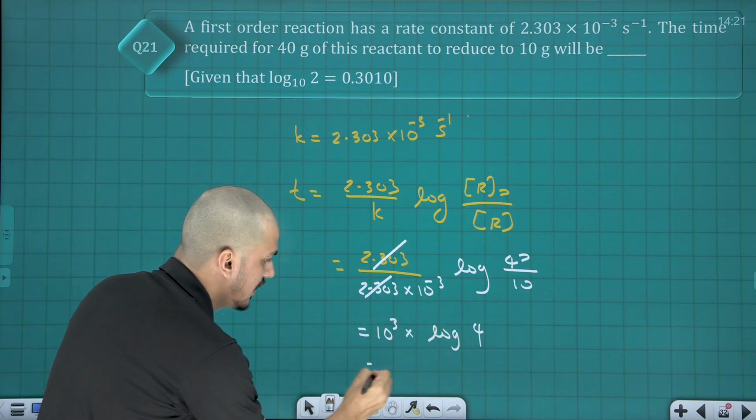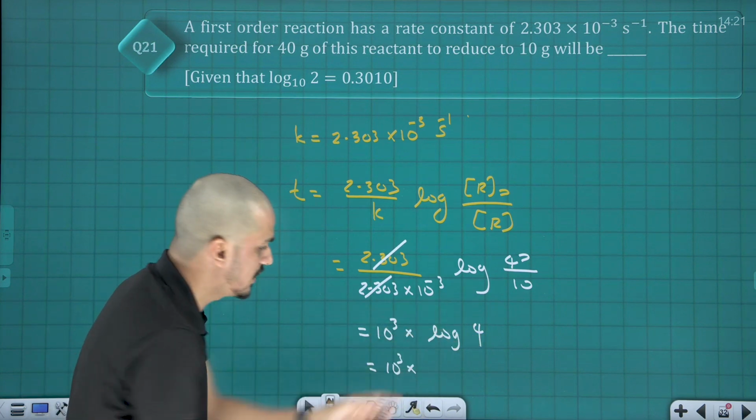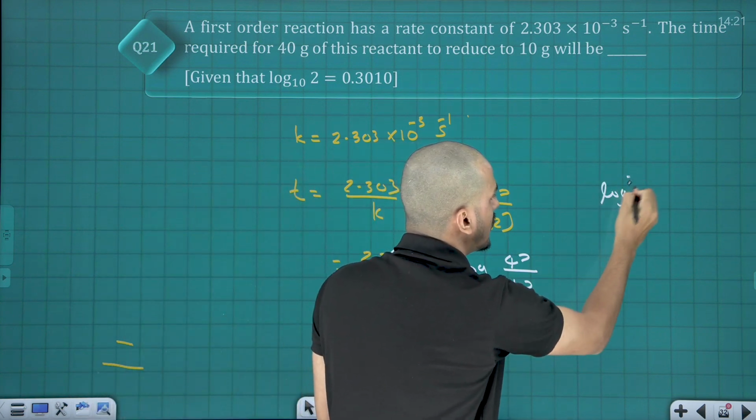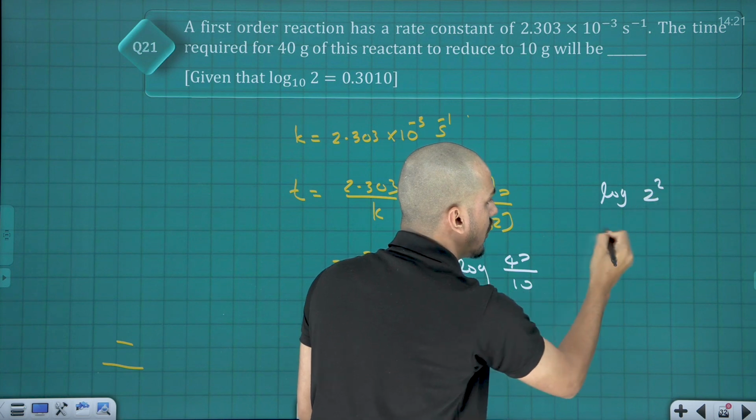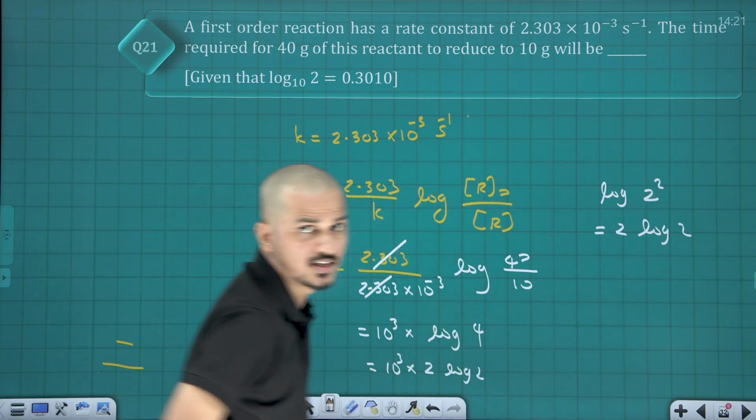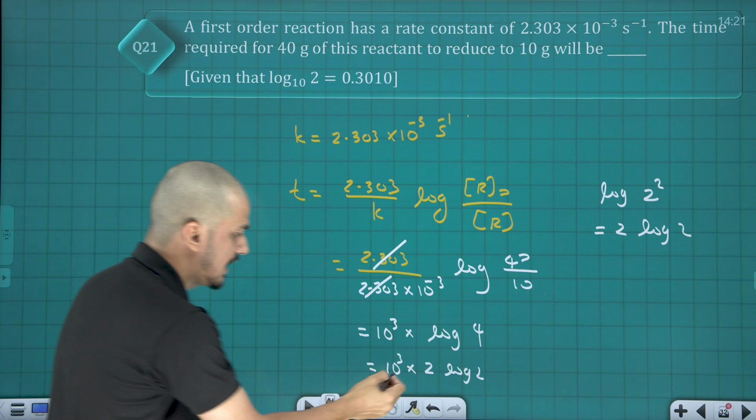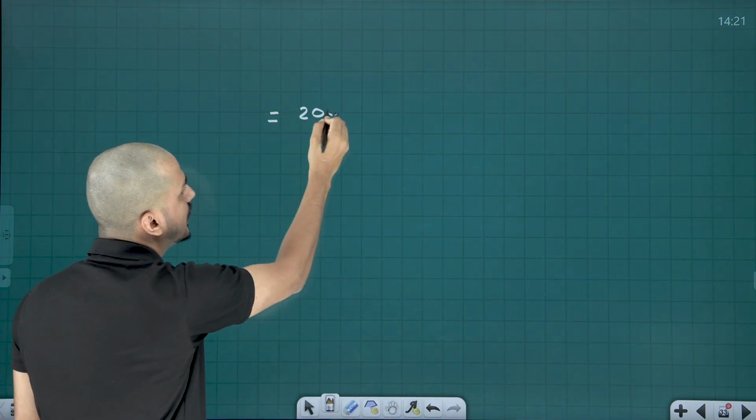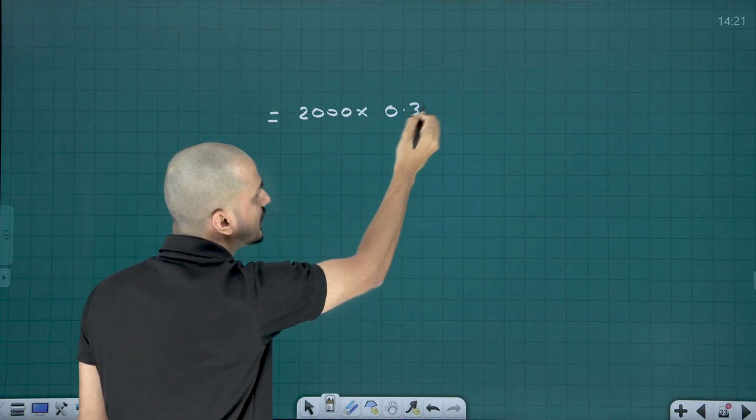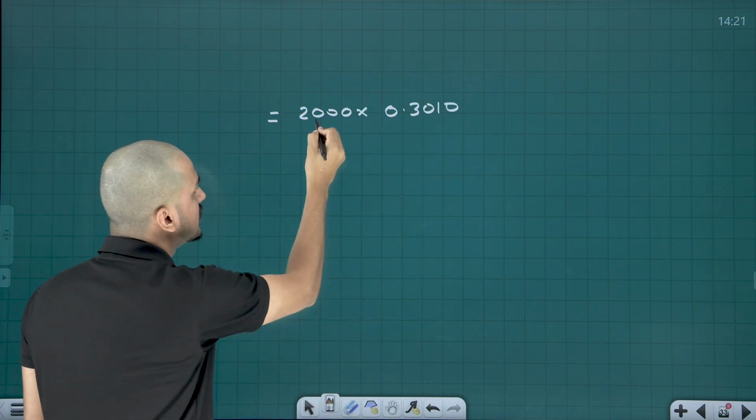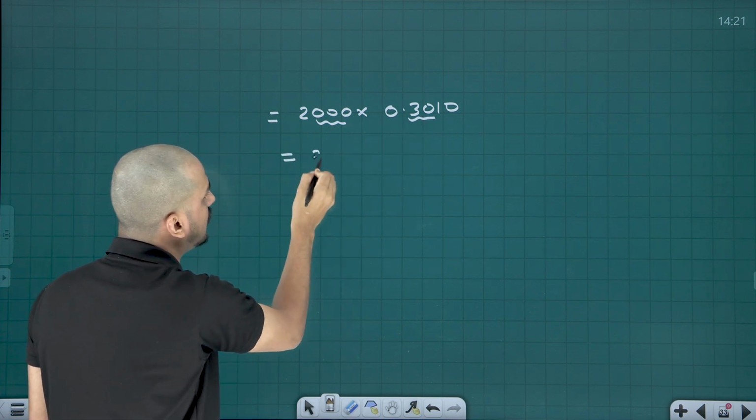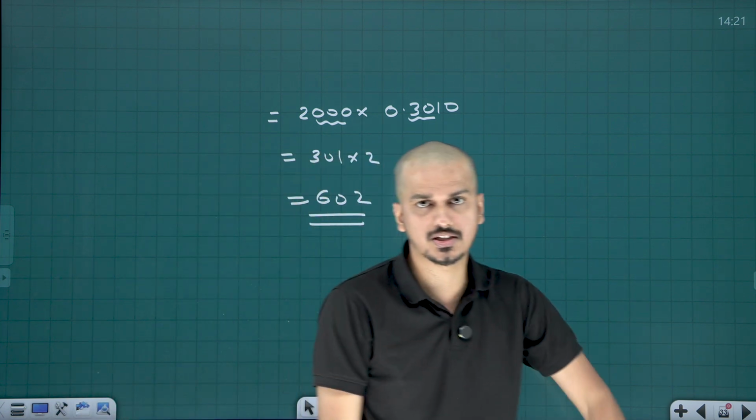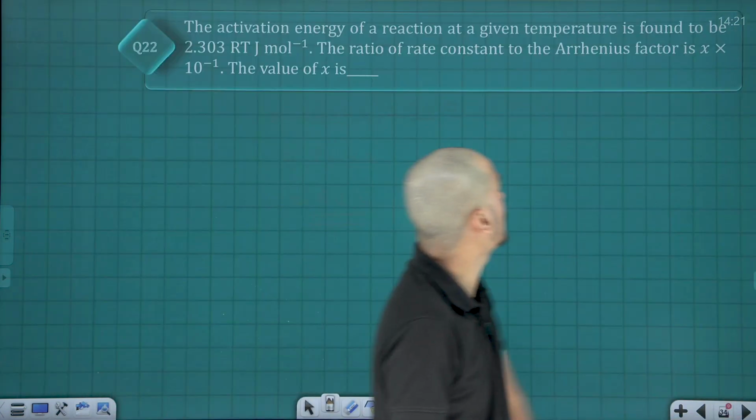10 raised to 3 into log 4, and log 4 means log 2 square, which means 2 log 2. What is log 2? 0.3010. So I can write 2 into 10 raised to 3 as 2000. That is equal to 2000 into 0.3010. 1000 into 0.3010 is 301, and the remaining is 2, so 602 is the answer. Simple. Ready? We can go to the next question.